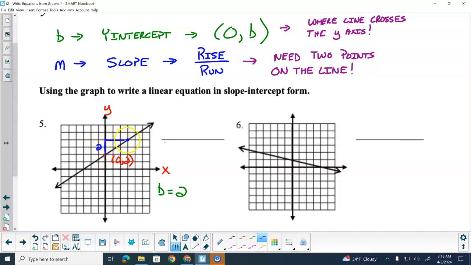My rise was 2. Love it. What was my run? 3. Okay? So if I were to give you the slope as rise over run, what would the number be? 2 over 3. Good job.